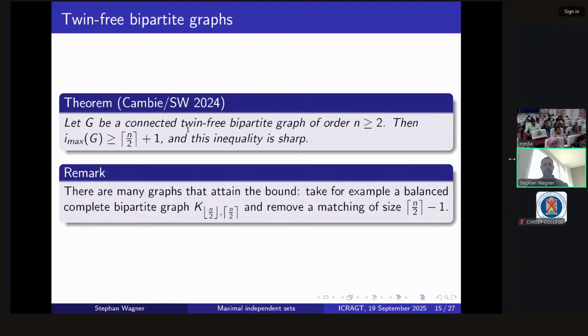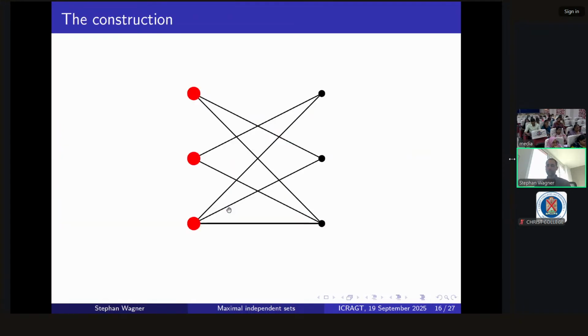One possible construction is to take a balanced complete bipartite graph, a complete bipartite graph where the two partite sets are as equal as possible, and then you remove a matching of size n half minus 1 from that. I'll show you an example in a moment. So here is the construction, specifically when n is 6. This is one of the graphs that has the minimum number of maximal independent sets among twin-free bipartite graphs.